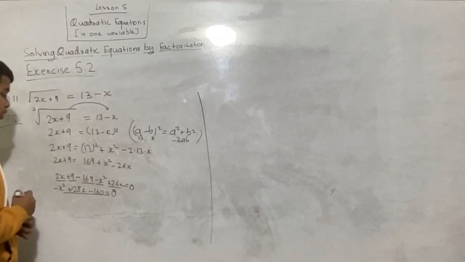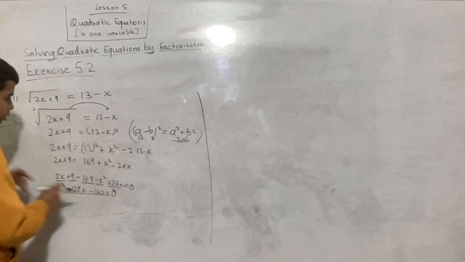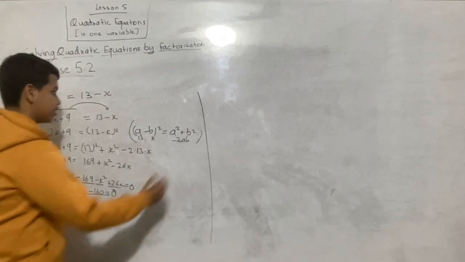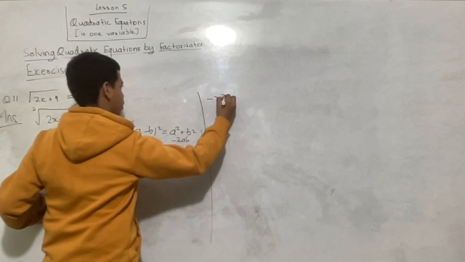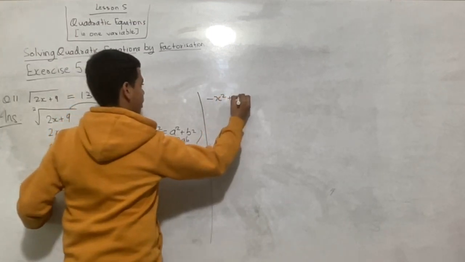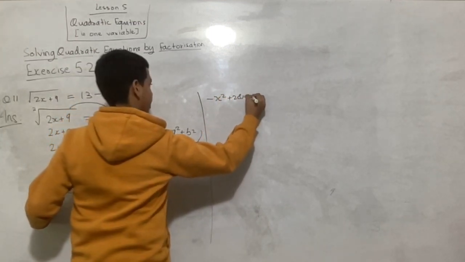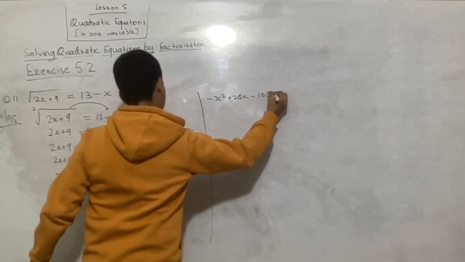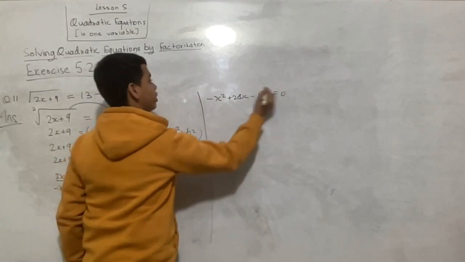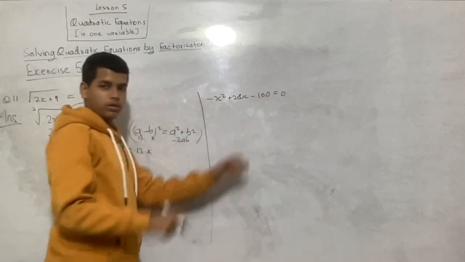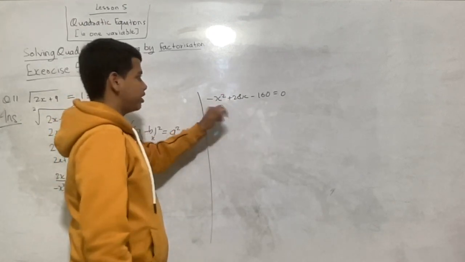Now what we have to do is we have to split it. Here let's write it again, minus x square plus 28x minus 160 is equals to 0. Now 160 into what? 160 into 1 is 160.